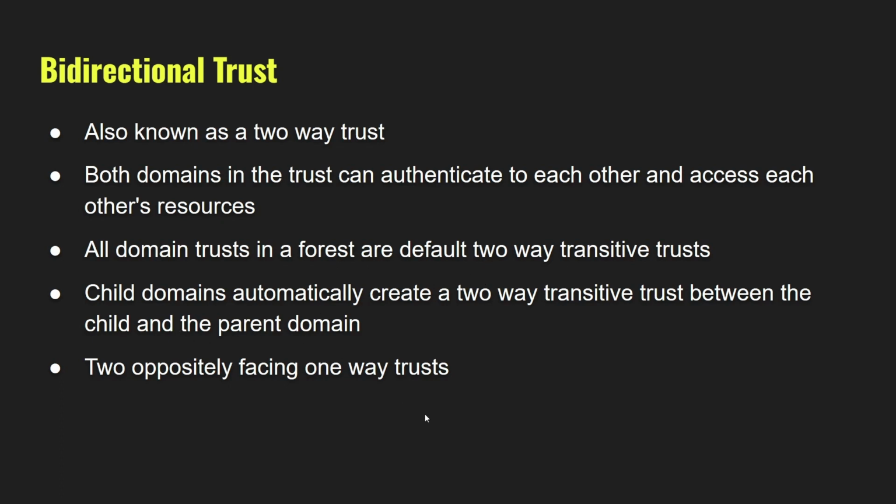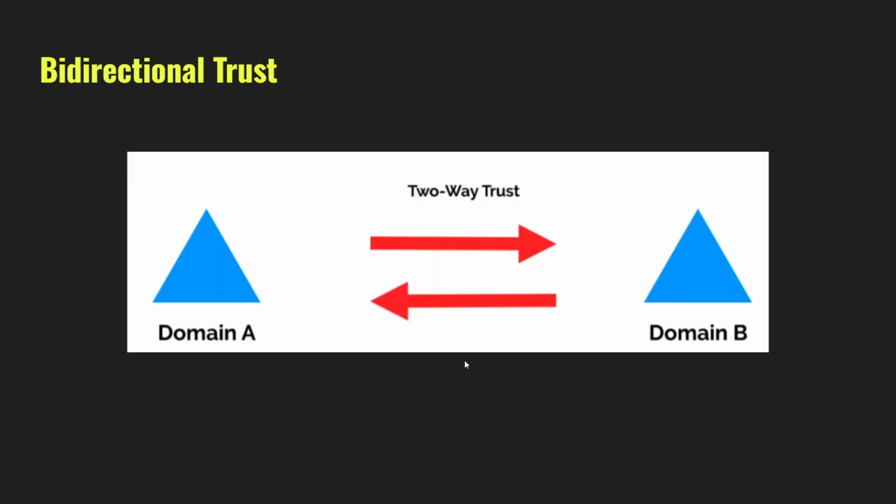Child domains automatically create a two-way transitive trust between the child and parent domain, and think of it as two oppositely facing one-way trusts. A bit of an easier diagram, as you can see here. A trust has been developed from domain A, and then a trust has been developed from domain B, which inherently allows both of them to access each other's resources.